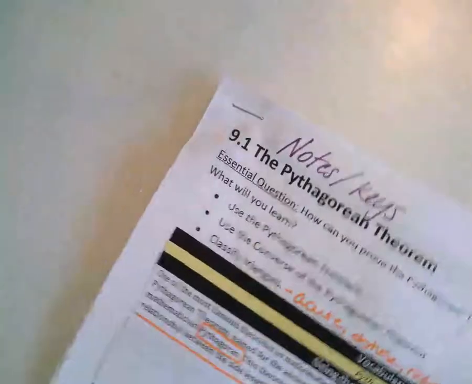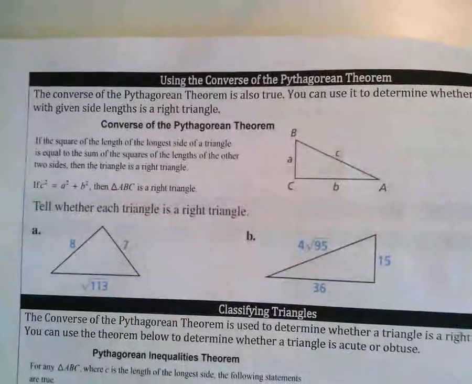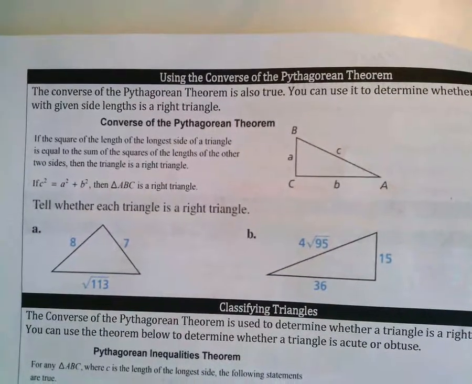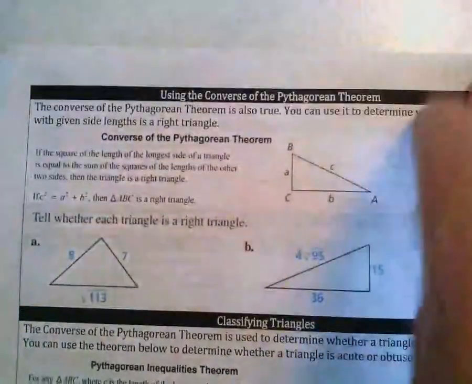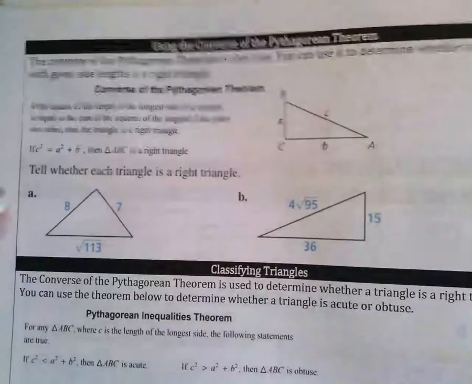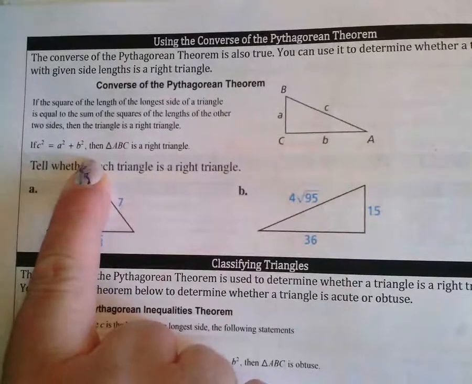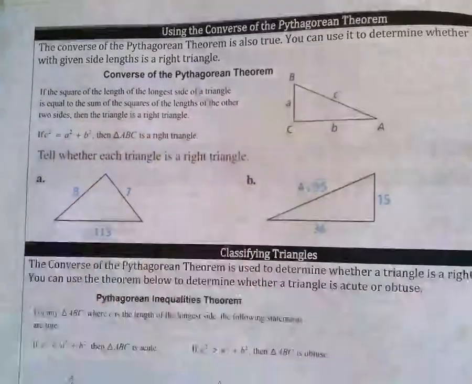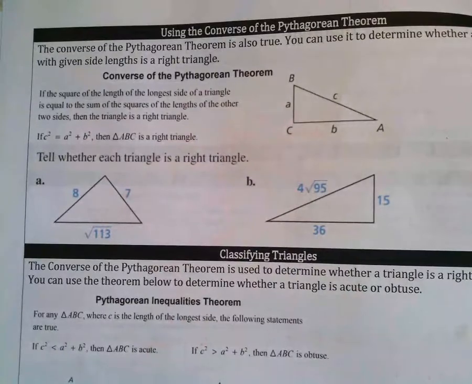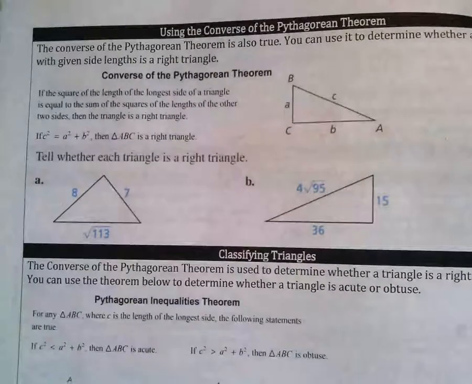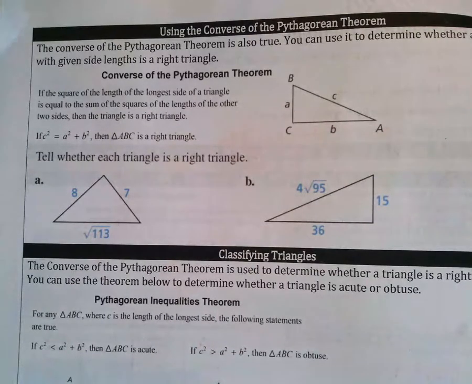Only a couple more to do on the back for continued practice. But we're actually going to talk about the converse. Okay, how do you tell what type of triangle you have? And if it's a right triangle? Well, if a squared plus b squared is equal to c squared, it's a right triangle, period. But if it's not, then it is an acute triangle or an obtuse triangle. And so that's what you need to discover, what kind of triangle you're dealing with here.